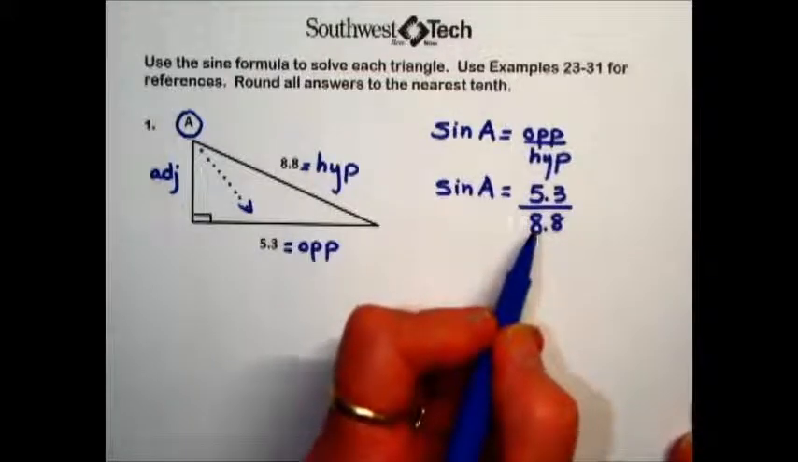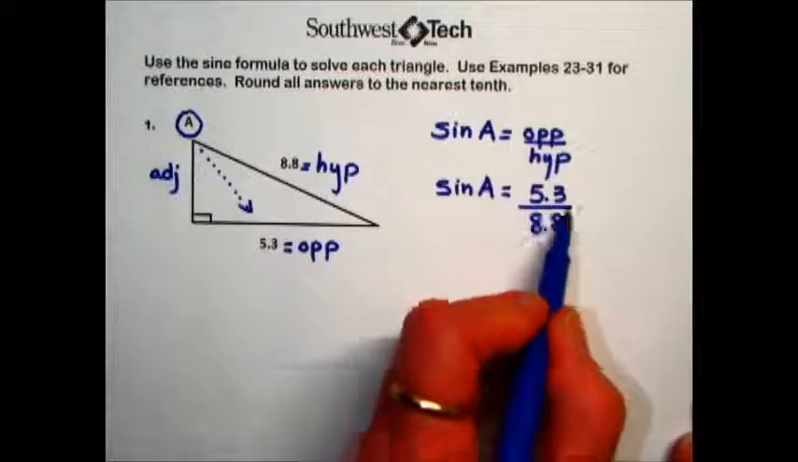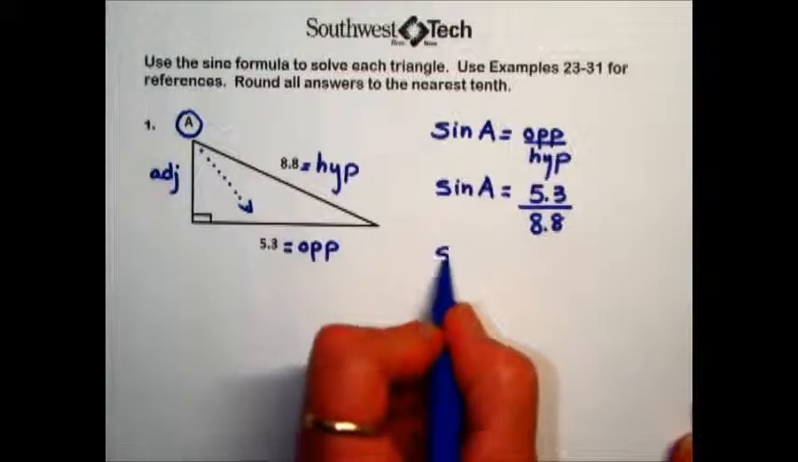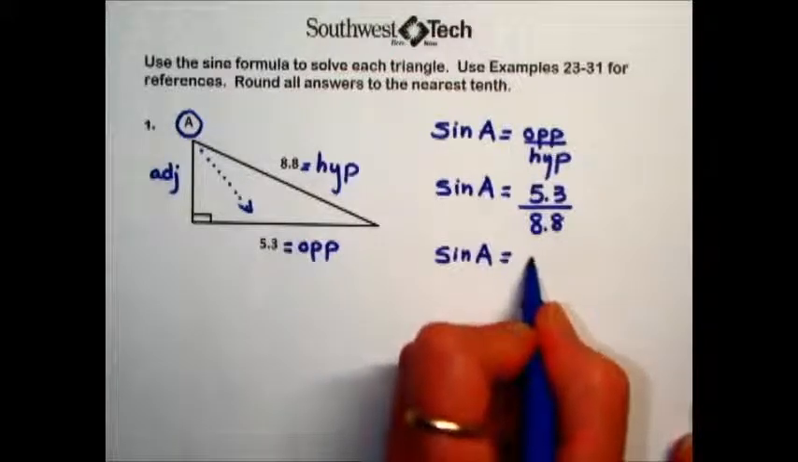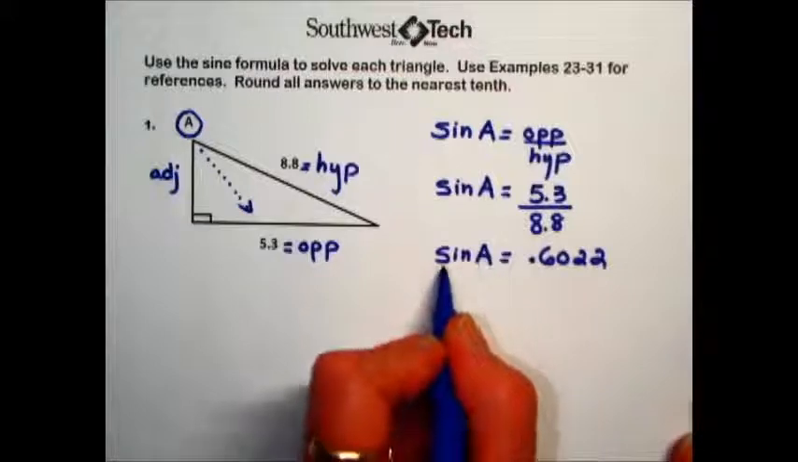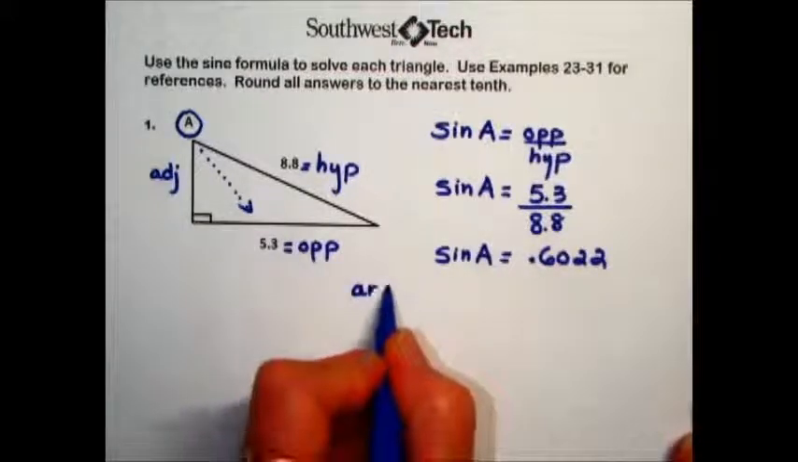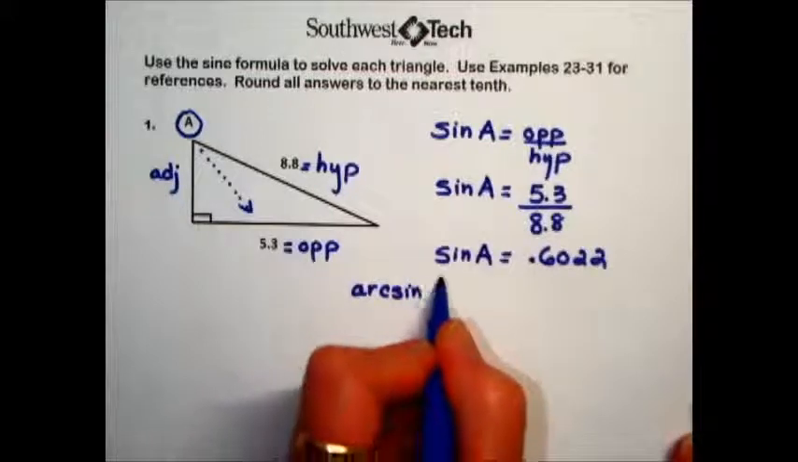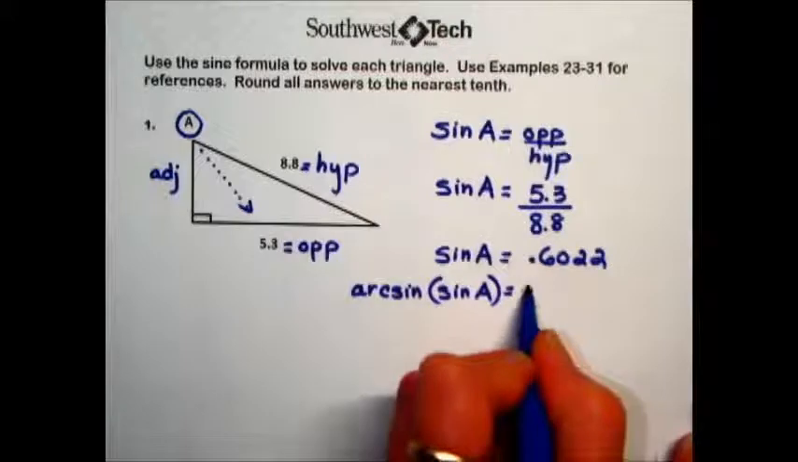The next step is to do the indicated division. We're going to simplify this fraction by taking the numerator, 5.3, and dividing it by 8.8 to give us a decimal value. We want to get A by itself, and to undo the sine, we will take the arc sine of each side.